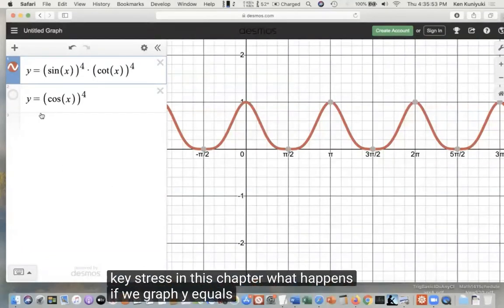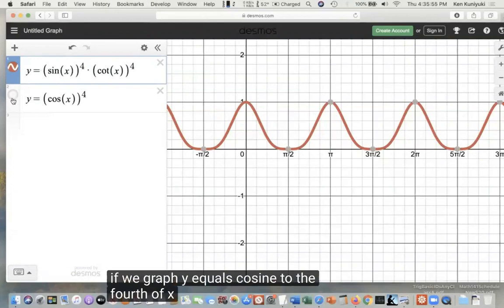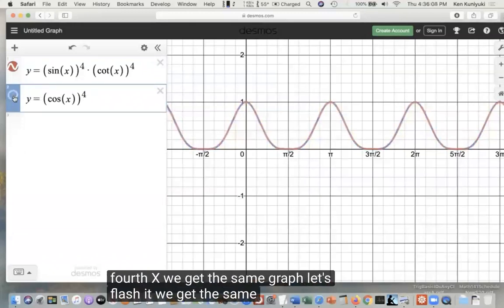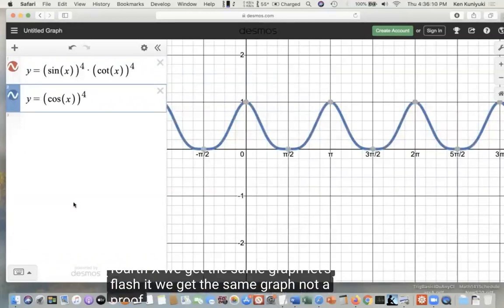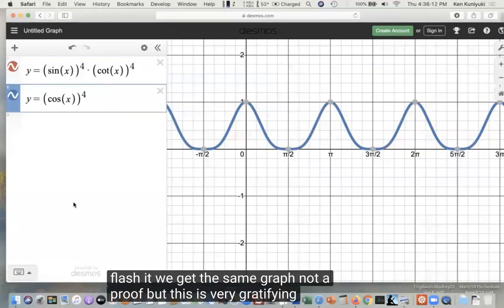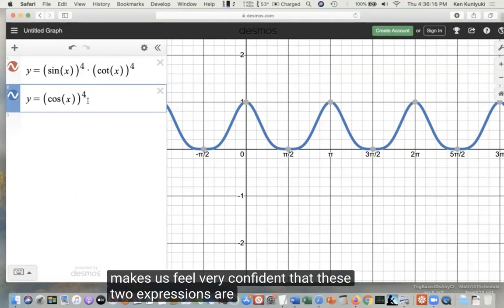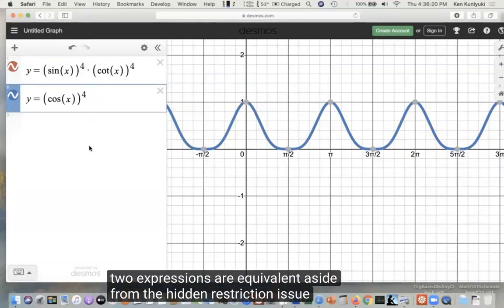What happens if we graph y equals cosine to the fourth of x? Y equals cosine to the fourth x. We get the same graph. Let's flash it. We get the same graph. Not a proof, but this is very gratifying. It makes us feel very confident that these two expressions are equivalent aside from the hidden restriction issue.